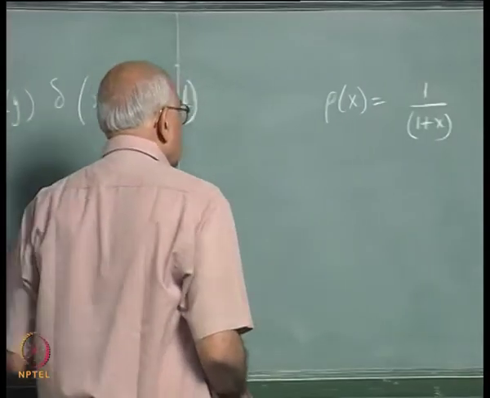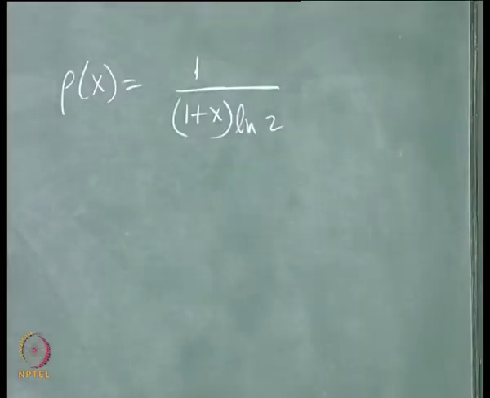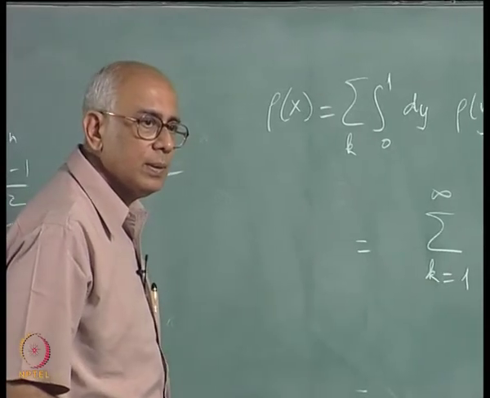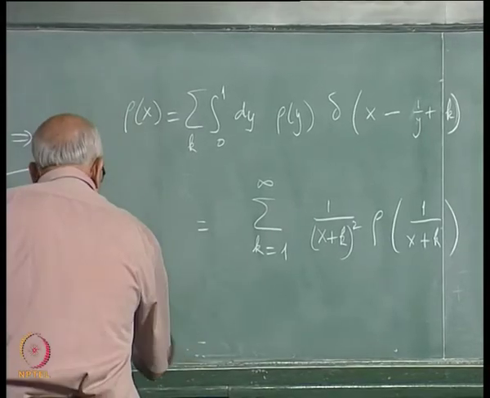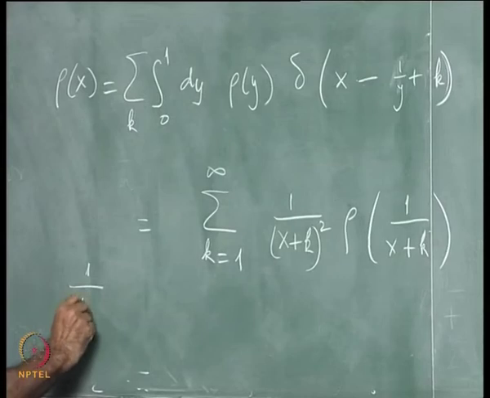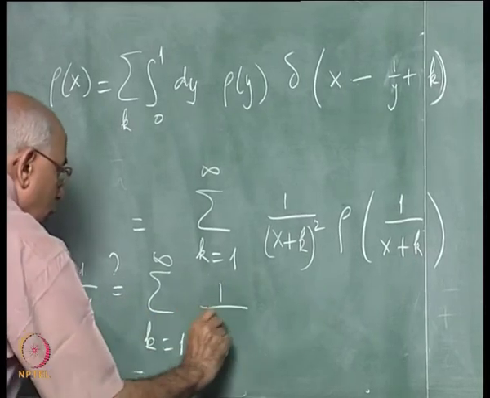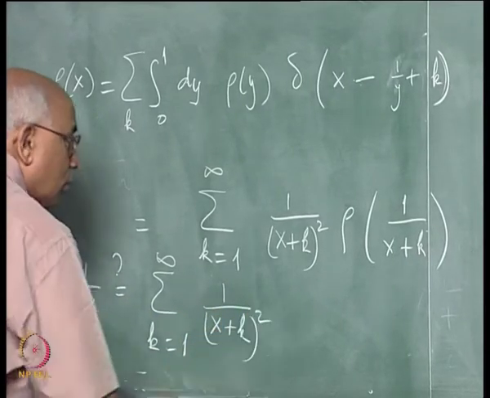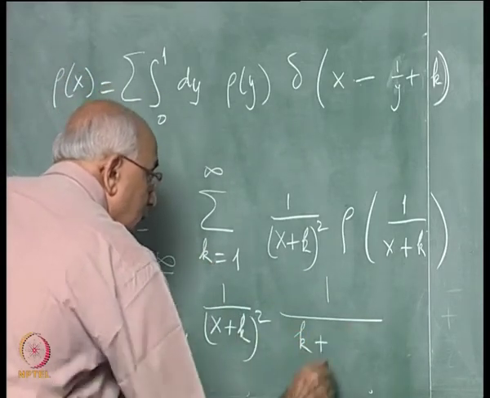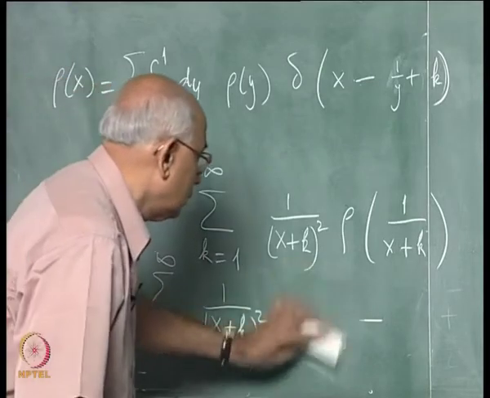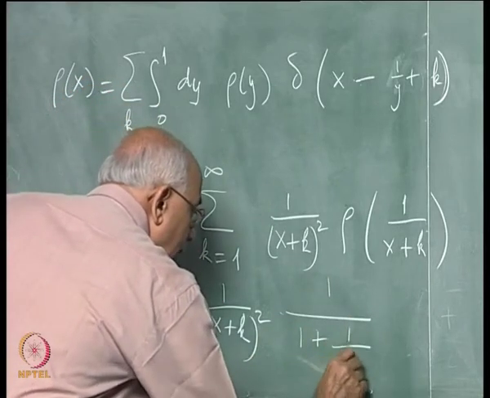Let us put that in and write our exact expression as this. This is the normalized density. And the question is whether this satisfies the equation or not. The log 2 cancels out on both sides, it is a homogeneous equation. So the question we are asking is: is 1 over 1 plus x equal to the sum from k equal to 1 to infinity of 1 over x plus k the whole squared, times 1 over 1 plus 1 over x plus k?